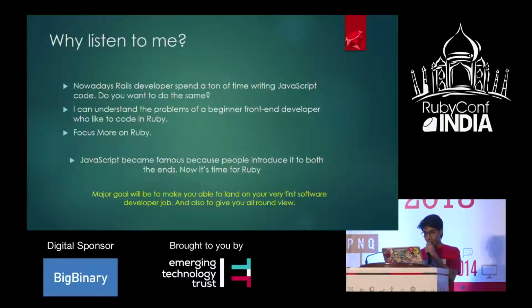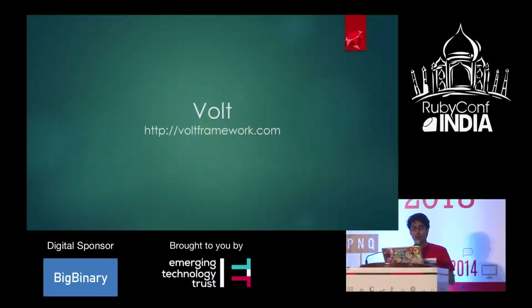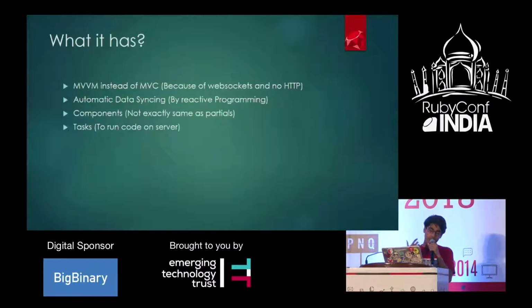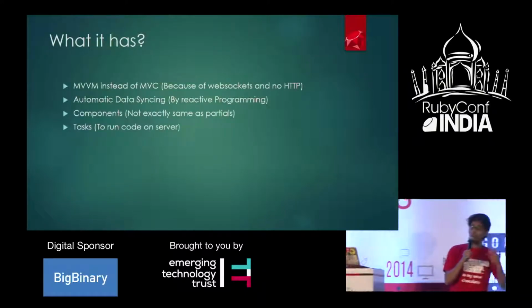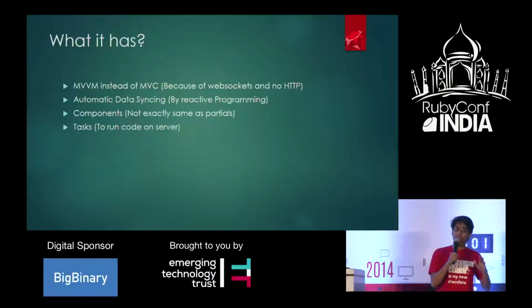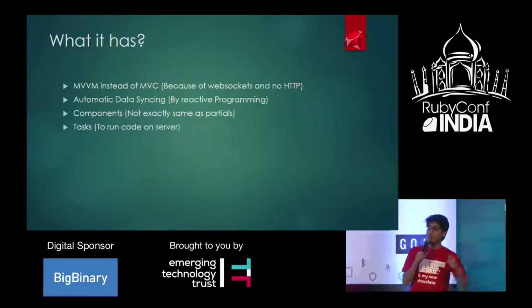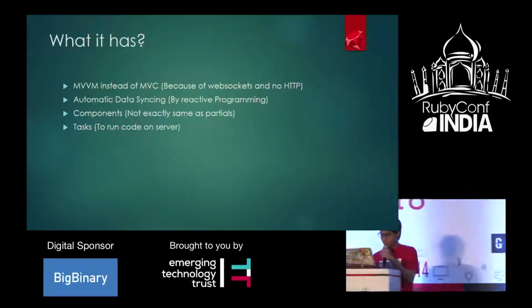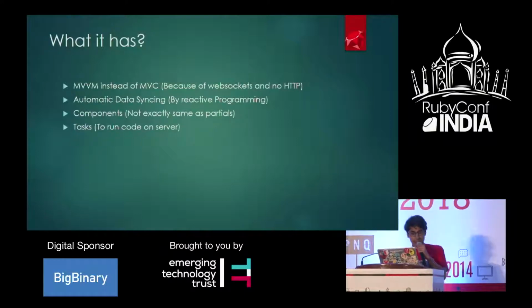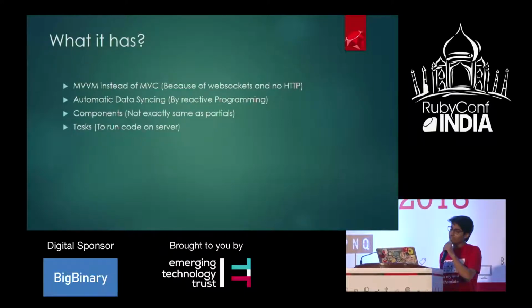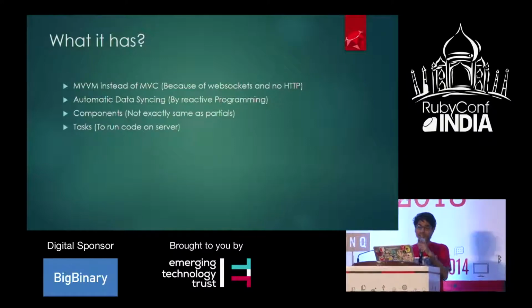So let's get started. There is a framework called Volt, voltframework.com. You can check that out. I highly recommend it. It makes client-side applications in Ruby, and it also has the server. The server is currently supported only on MongoDB and not Postgres and Rethink, but they are integrating it very soon. So stay tuned. How is it different from your current other tools? It is MVVM instead of MVC, with automatic data synchronizing, components, and tasks.